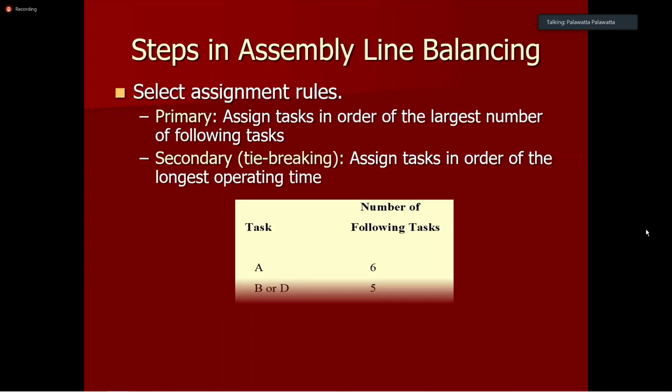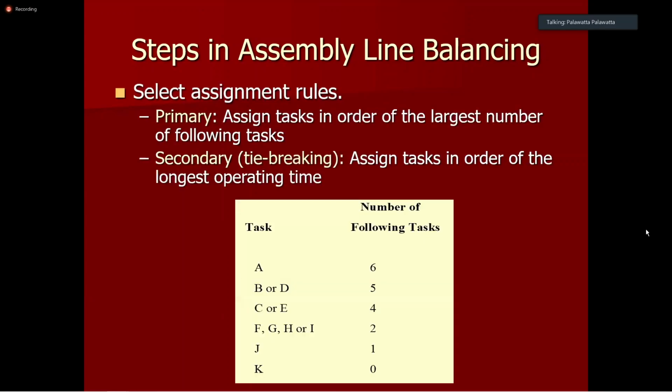And then we need the Simon rule. These are actually heuristics. We can select a primary rule: assign tasks in order of the largest number of following tasks. That means the whole idea is to minimize the number of tasks to be completed. And then tie breaking: assign tasks in order of the longest operation time.